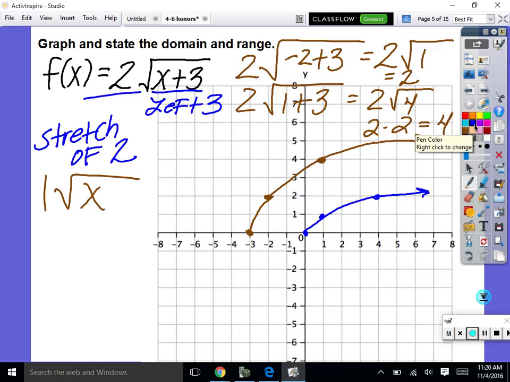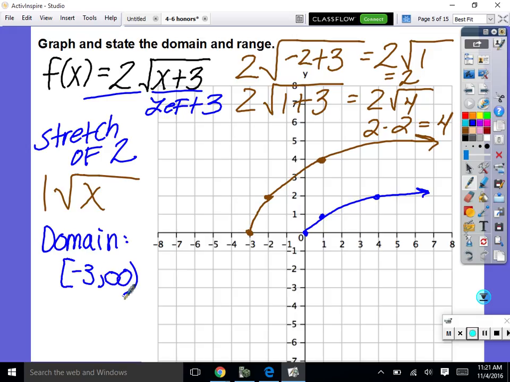So then from there, let's do domain and range. So domain. What's my domain? Which makes sense, right? X has got to be greater than or equal to negative 3. So negative 3 to infinity. And my range is 0 to infinity. Everybody good? Ready to practice?